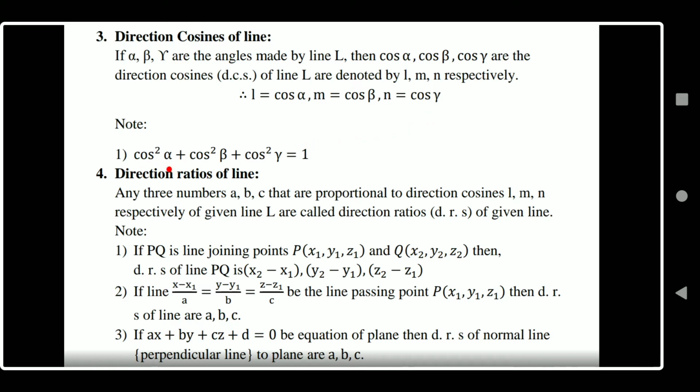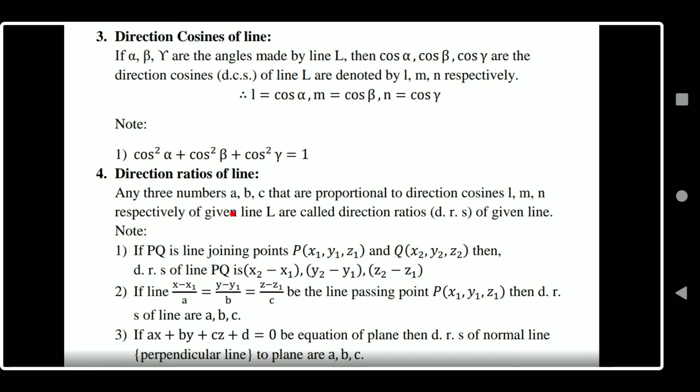So important note, cos square alpha plus cos square beta plus cos square gamma is always equal to 1, where cos alpha, cos beta, cos gamma are direction cosines of line. Clear? Next is direction ratios of line.